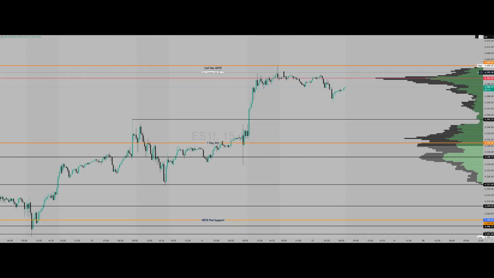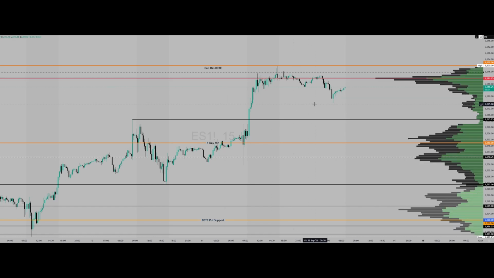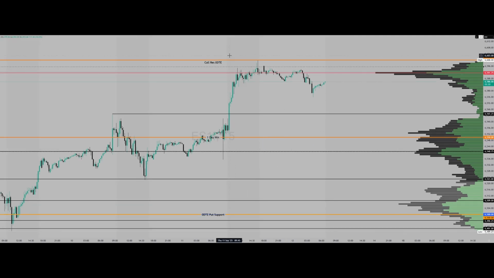0DTE for today. Look at last night, 0DTE, the call resistance is 6,600. Look where the market ticked up to exactly at the close last night. 6,600 for today. 1 day minimum 6,550. Remember, ES loves those halfway points, man. That's a good setup. I hope it gets down there. So I'll be doing another buy there.